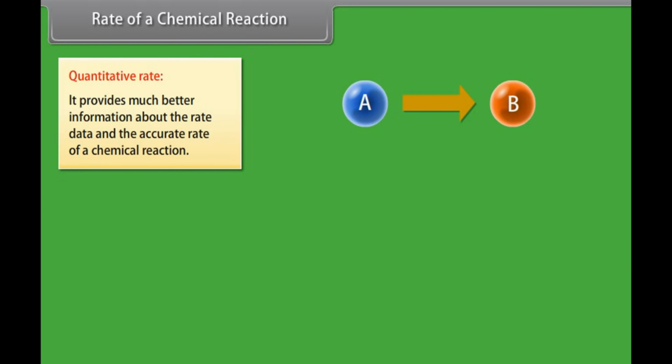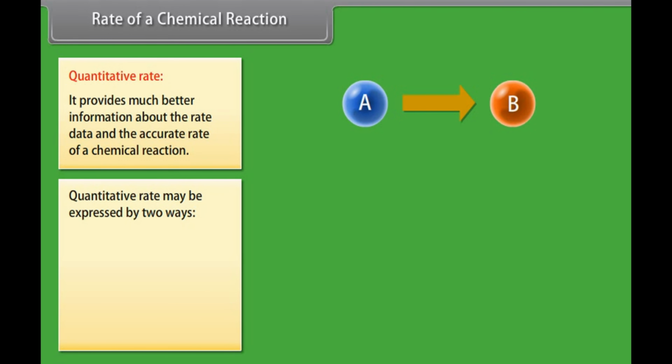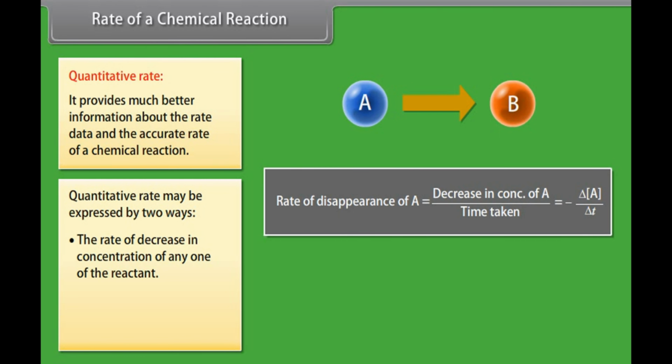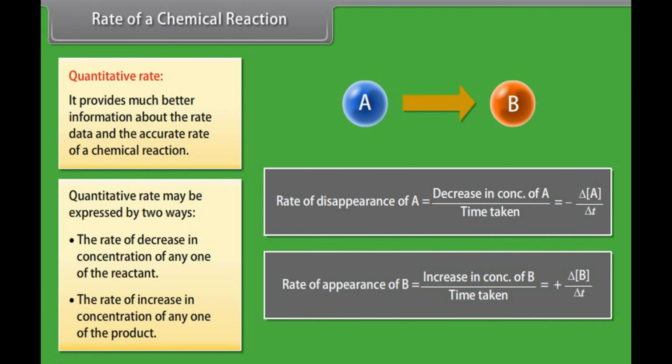Quantitative rate. It provides much better information about the rate data and the accurate rate of a chemical reaction. Quantitative rate may be expressed in two ways. The rate of decrease in concentration of any one of the reactants, and the rate of increase in concentration of any one of the products.